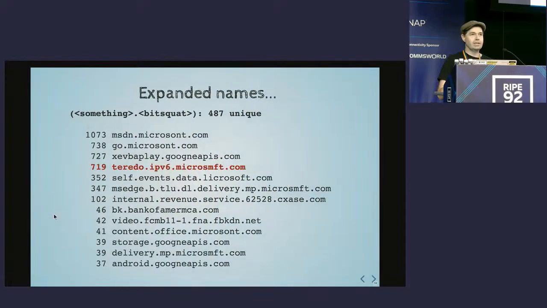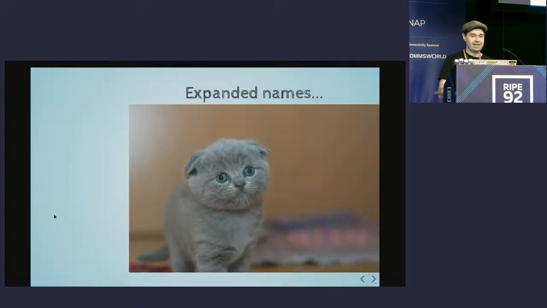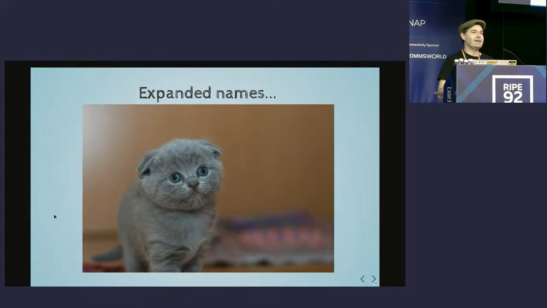Well, some of the things I was doing is collecting what I'm calling expanded names. Over a 1 or 2 week period, I don't actually remember how long this is, I got at least 719 people trying to reach teredo.ipv6.microsoft.com. If I decided to set up a Teredo endpoint there, people would proxy their traffic for me. Sounds like a good idea. It made me a little sad.